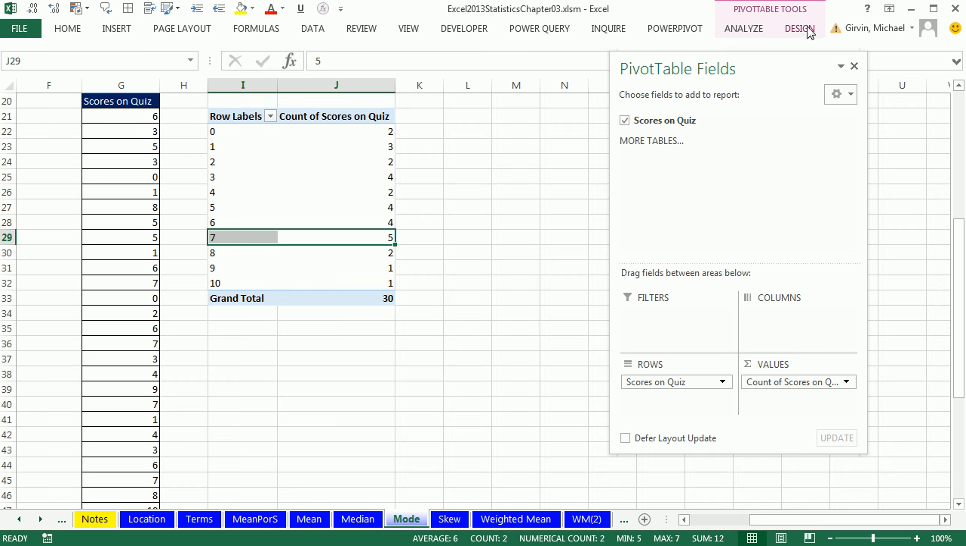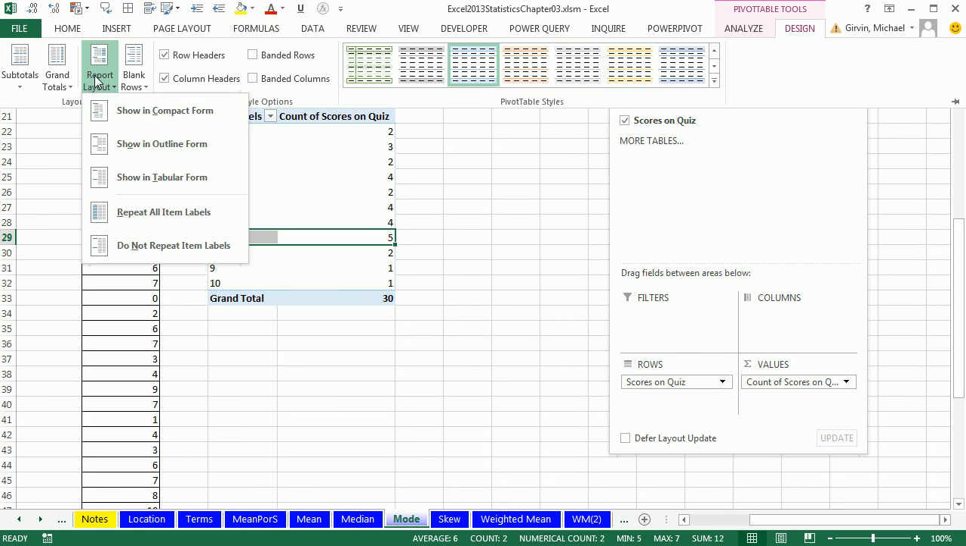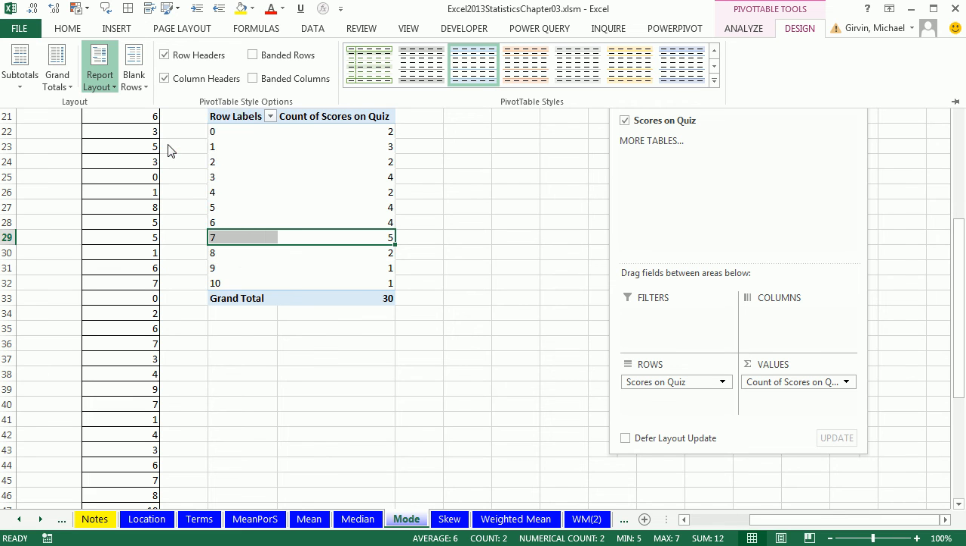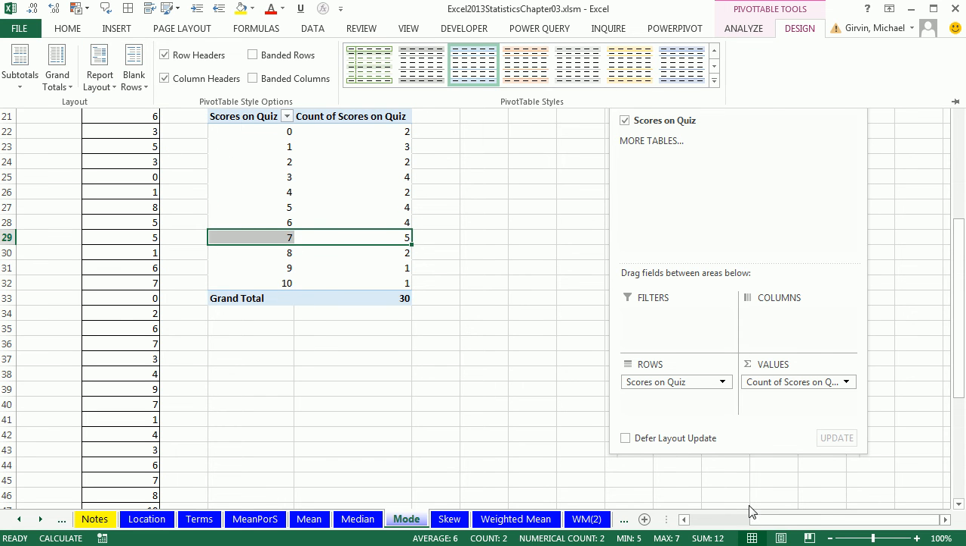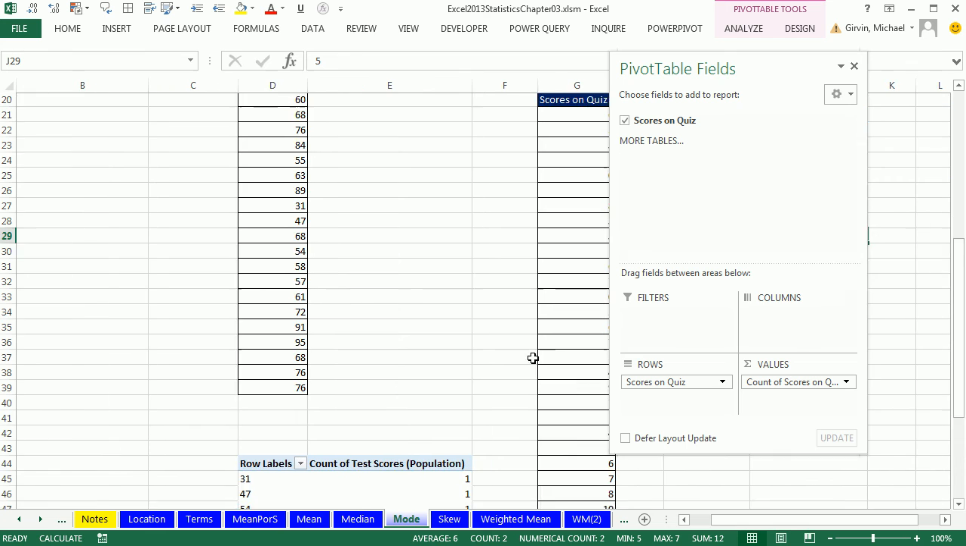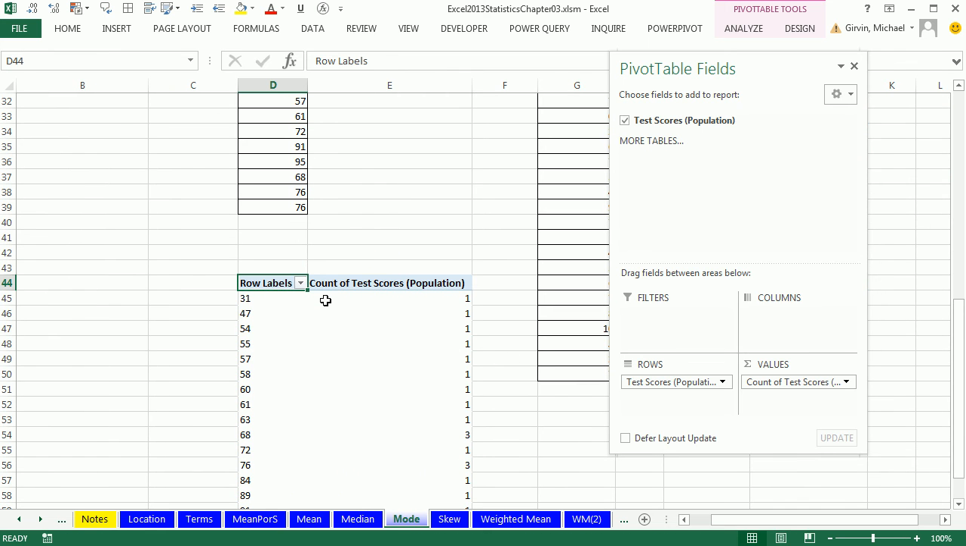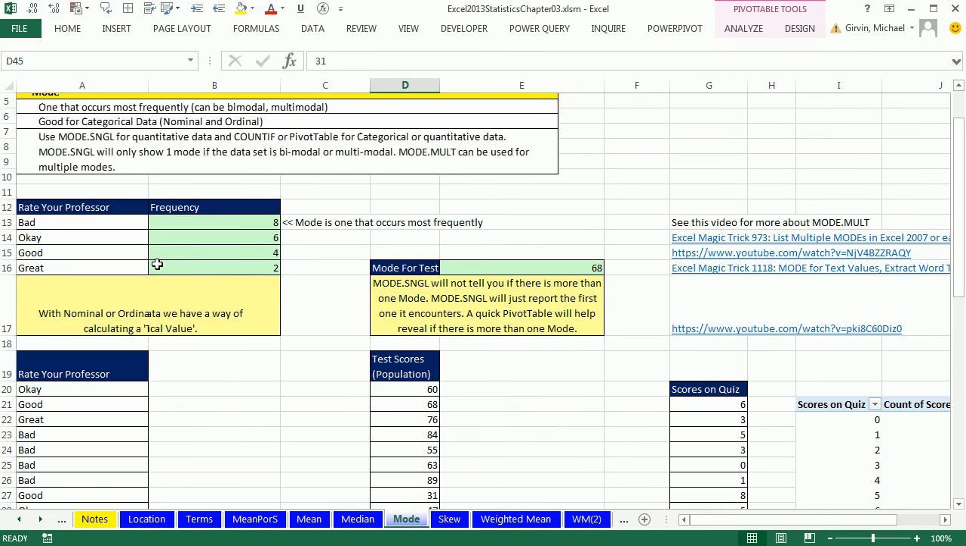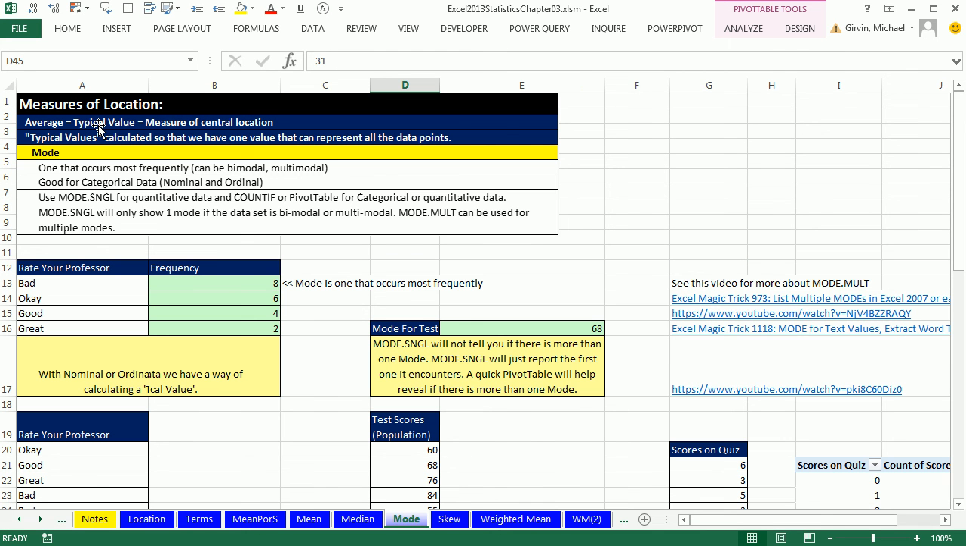Now I'm actually going to change the design, report layout, show in outline. So now we have our field name up there. And this one over here, I'm just going to put test scores. All right, so we have mode, the one that occurs most frequently. It's best for nominal and ordinal data, but we're oftentimes going to use it on quantitative data, numbers, and you've got to watch out for bimodal and multimodal. Use COUNTIFs or pivot tables to check.